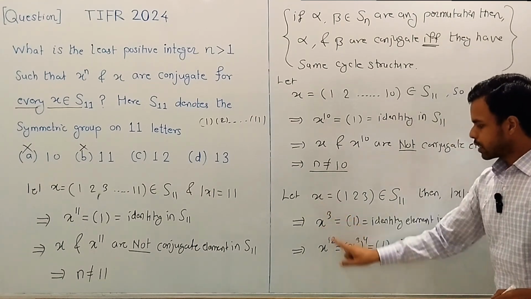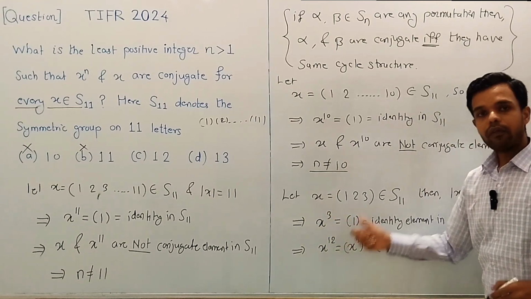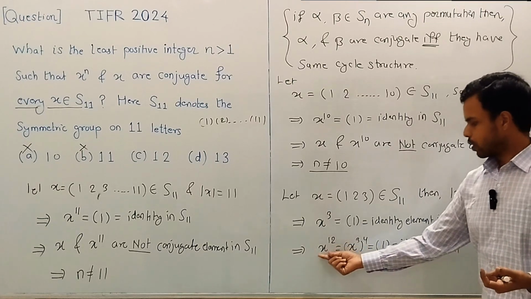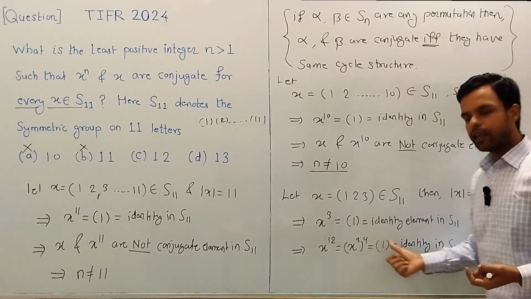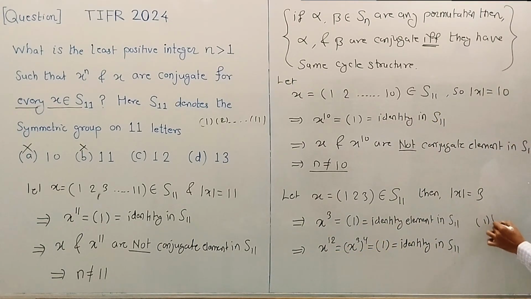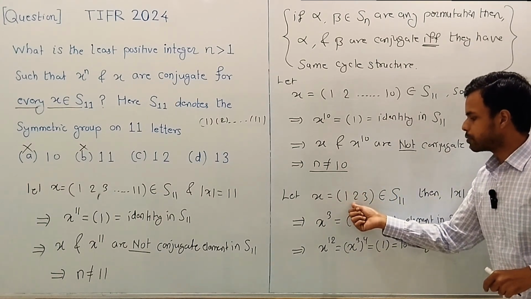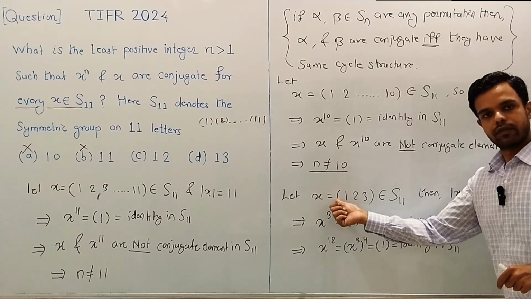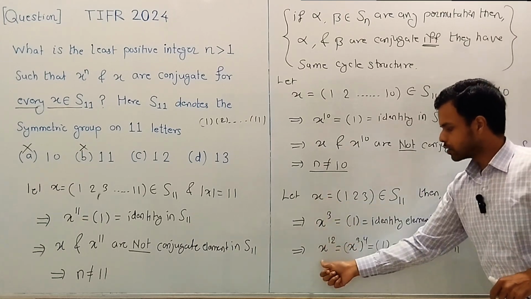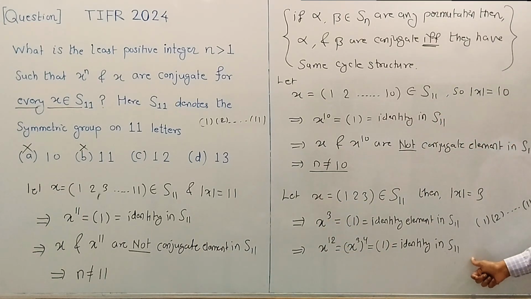So x and x to the power 12 have different cycle structure. Okay, what is the cycle structure of identity element? It is product of one cycle. Okay, 1, 2 and so on up to 11, that is 1 maps to 1, 2 maps to 2, and so on up to 11 maps to 11. But here the cycle structure is different, 1 maps to 2, 2 maps to 3, and 3 maps to 1. Okay, so x and x to the power 12 have different cycle structure.